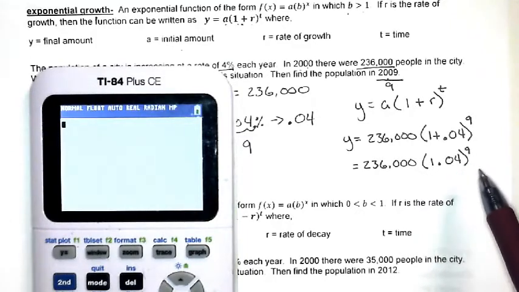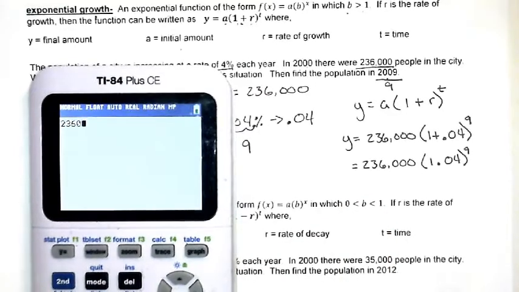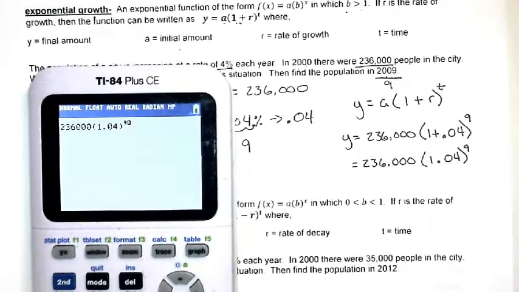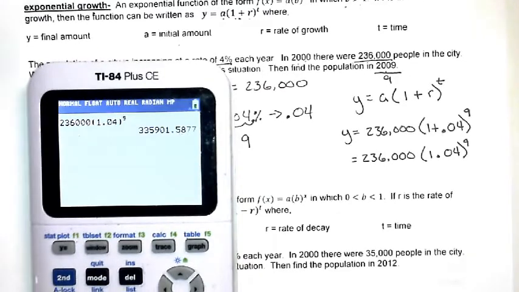Now, in order to solve this, it is very simple math. We do 236000, parentheses, 1.04, close it, caret, 9. You just type it in the calculator. And then hit what? Enter. What do I have?